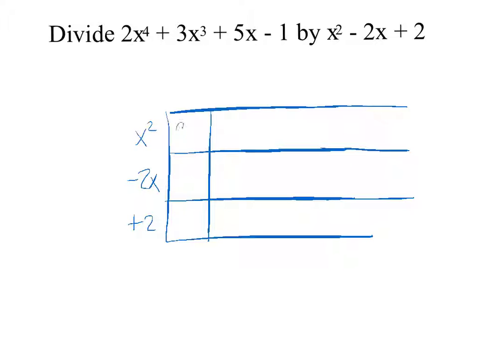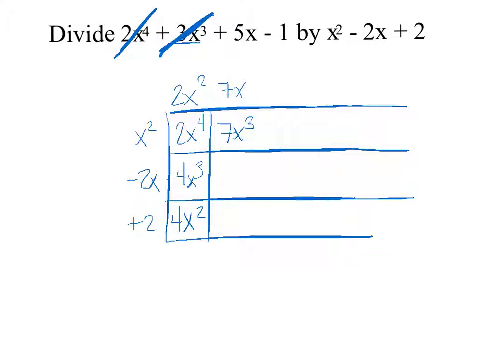So in this first section I have put 2x to the 4th. To get 2x to the 4th I need 2x squared. So I'm going to take that and multiply it all the way down. So I get minus 4x cubed. And then I get 4x squared. So 2x to the 4th is taken care of. Now let's focus on the cubed. I want 3x cubed, but I have negative 4, so I'm going to need a positive 7x cubed now. So to get positive 7x cubed, this would have to be 7x. And multiplying my way down, that would be negative 14x squared, and then positive 14x.